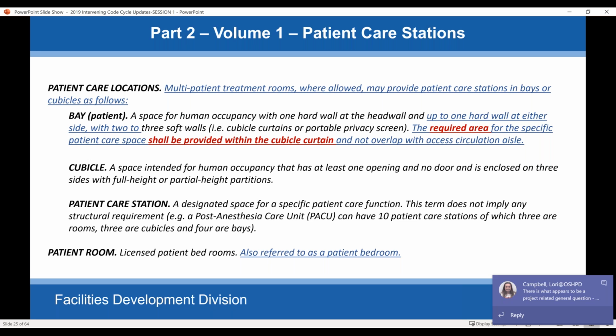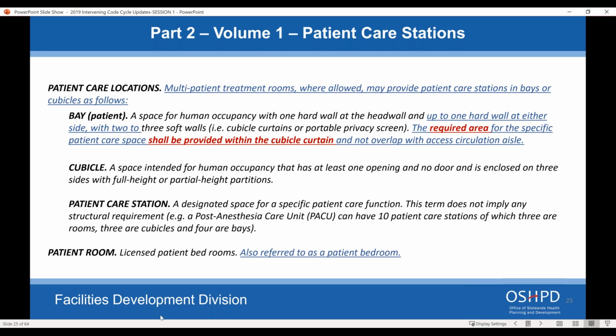The reason this weird language is being added is because we have one hard wall, and if you have a bed or a gurney at the end of a row and you happen to have a side wall and a head wall, that doesn't make it not a patient bay anymore. It's still part of the bay, but it didn't meet the requirement of only one wall at the head. So we did add this language because we do get those comments all the time. So that'll help clarify this.